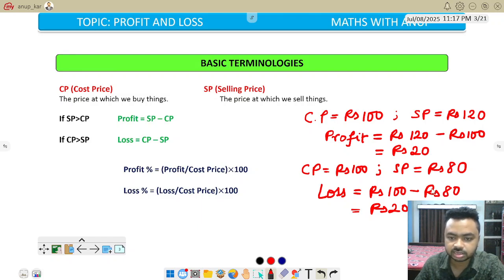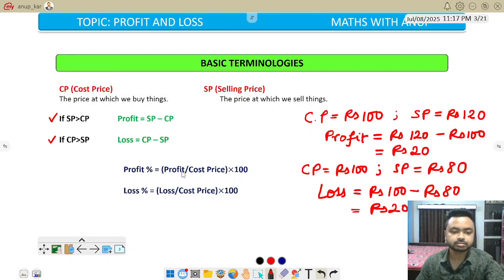Meaning nothing but loss is equal to cost price minus selling price in the condition that cost price is greater than the selling price. This is what is written here. Okay, if selling price is greater than cost price, then we will have profit. If cost price is greater than selling price, then we will have loss.